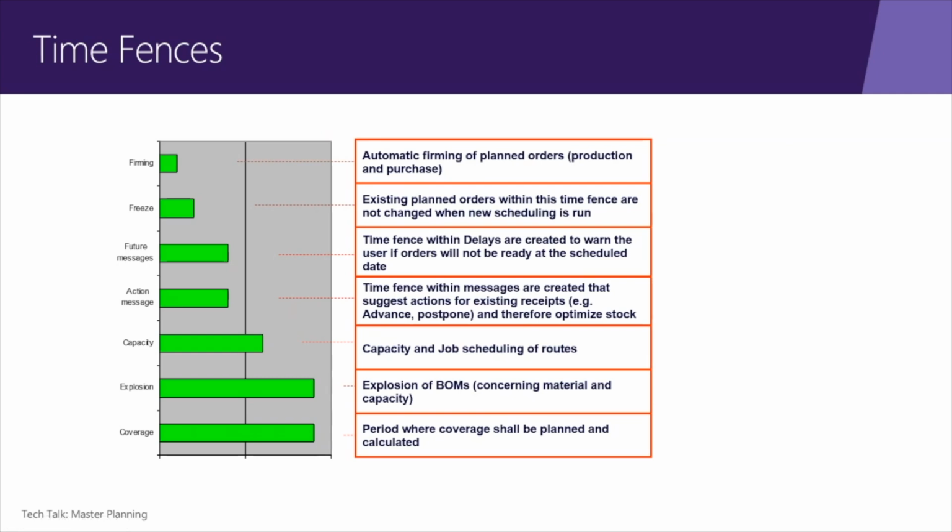So if we are setting coverage to be 60 days, then master planning is looking at the next 60 days in terms of what it needs to plan for the next 60 days.